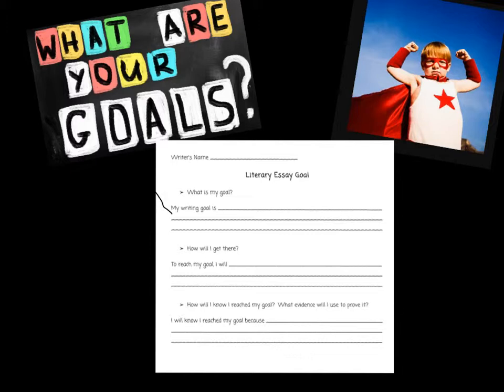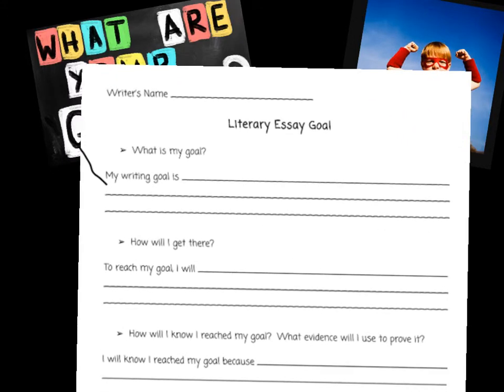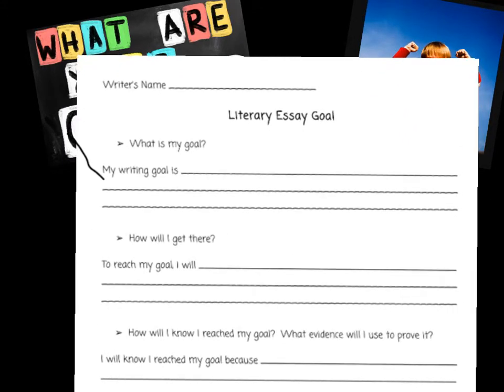So you have all seen this form before. It's the goal sheet that you did fill out in reading already. So this one says, what is my goal? My writing goal is. How will I get there? To reach my goal, I will. And how will I know I reached my goal? What evidence will I use to prove it? I will know I reached my goal because.